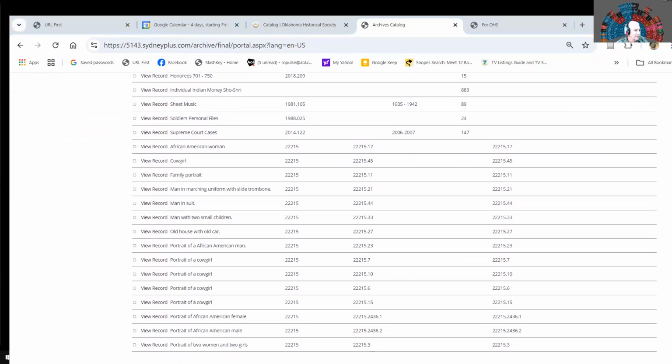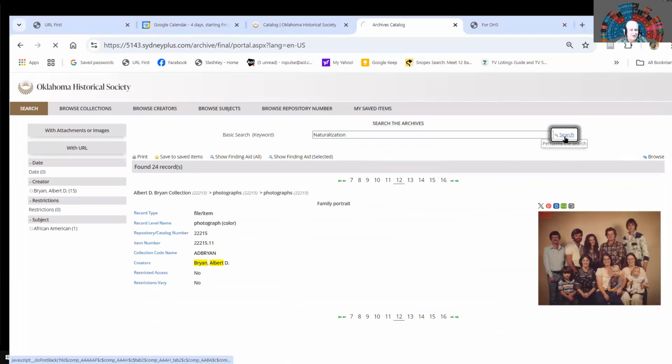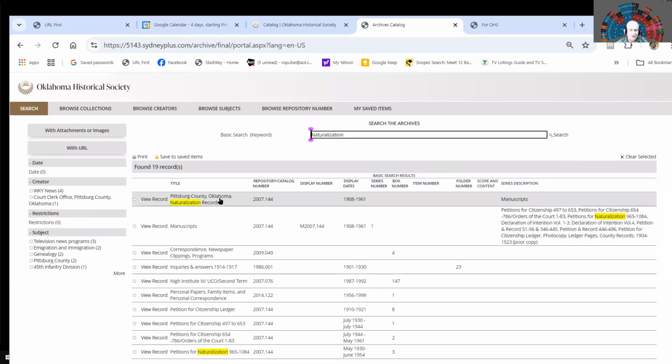Naturalization. These are titles that I found interesting. You may have different titles. Pittsburgh County naturalization records, right at the top. So, okay. Mabel Paltz. This is always fun for me.